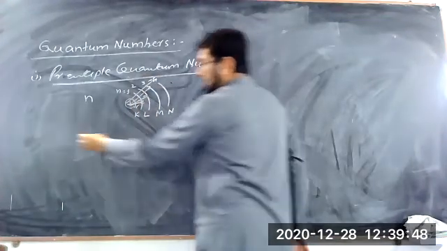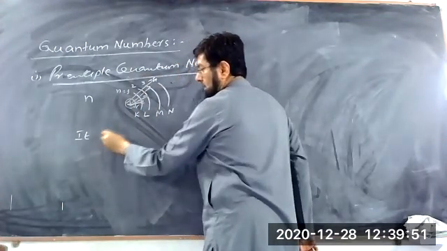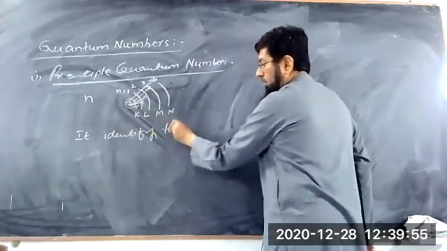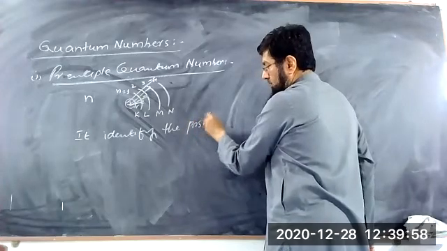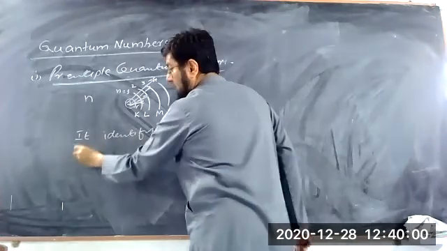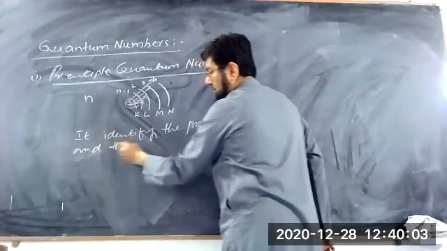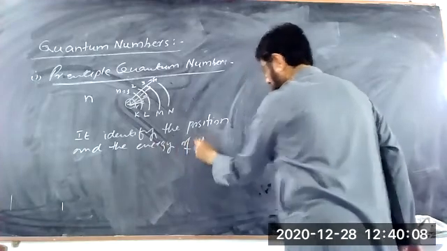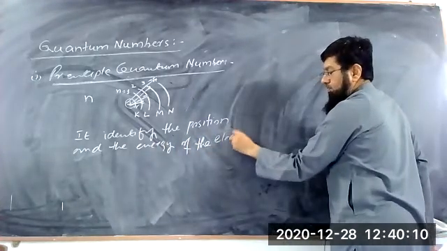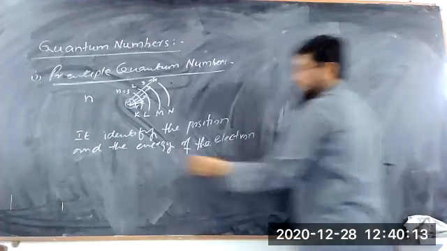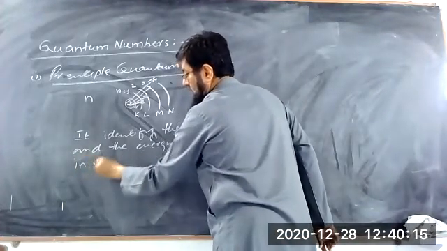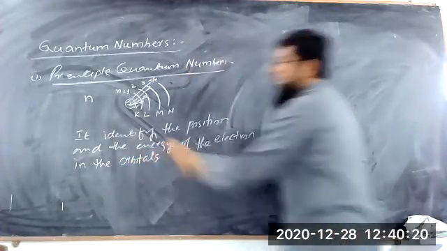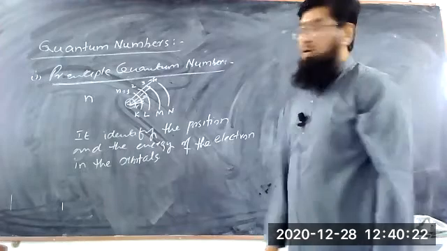It means it identifies the position and the energy of the electron in the orbitals. So this is known as the principal quantum number.